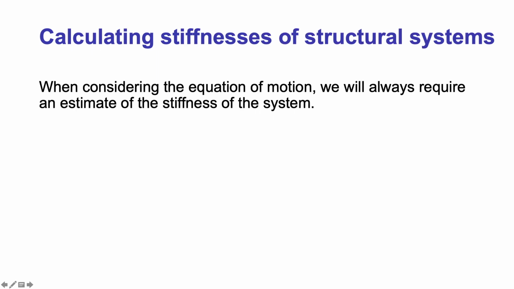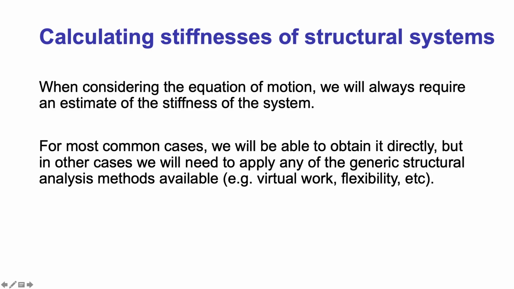In the context of structural dynamics, we will often require the estimation of the stiffness of a structure in order to write down its equation of motion. In most common cases, we will be able to obtain a stiffness estimation directly, but in many others, we will need to apply any of the generic structural analysis methods available, like virtual work, flexibility, or stiffness methods.